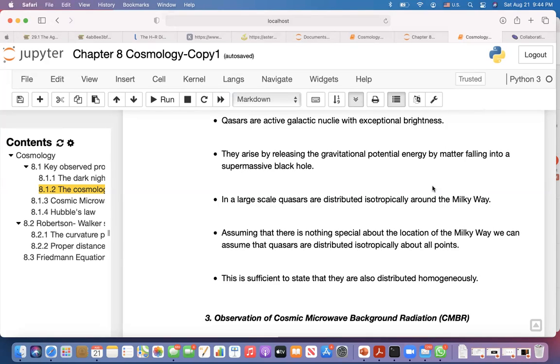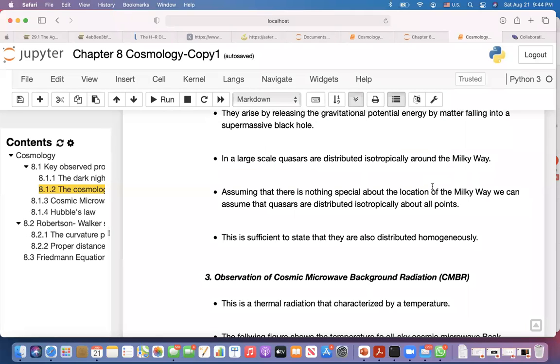They arise by releasing gravitational potential energy from matter falling into supermassive black holes. These quasars are in galaxies, very active galactic nuclei. Supermassive black holes are at the center of galaxies, right? And if you look at the large-scale distribution of these quasars, what you can see is that the quasars are distributed isotropically around the Milky Way. Which means, when you make a map of all these quasars, and this has also been done using the 2dF survey, in any direction that you look, you will see the same distribution of quasars, right? That is the idea.